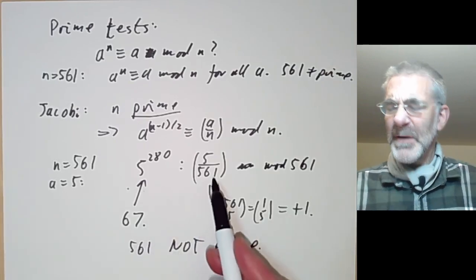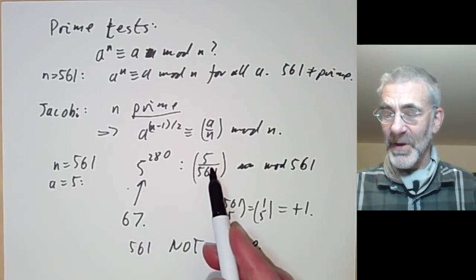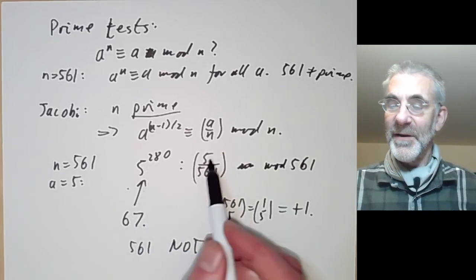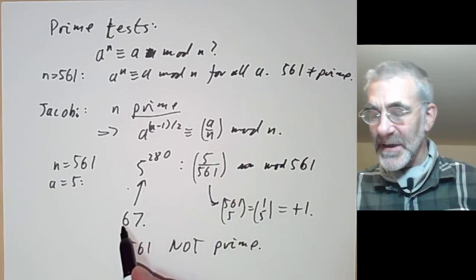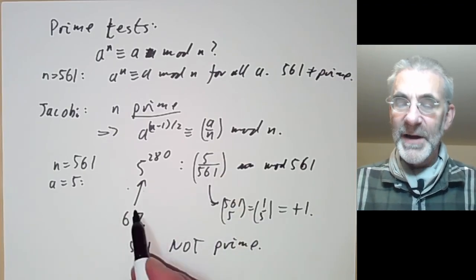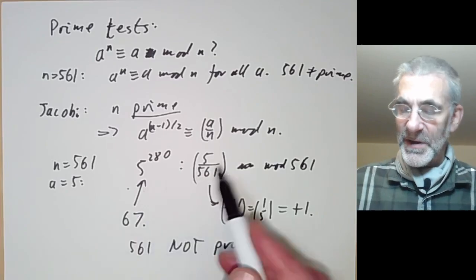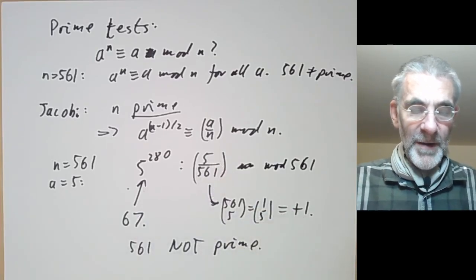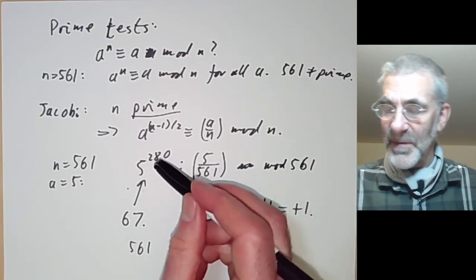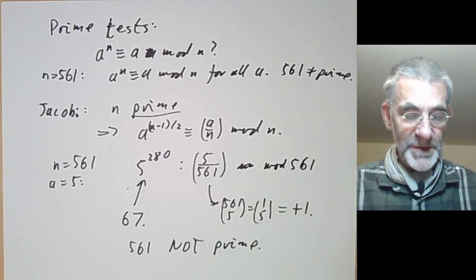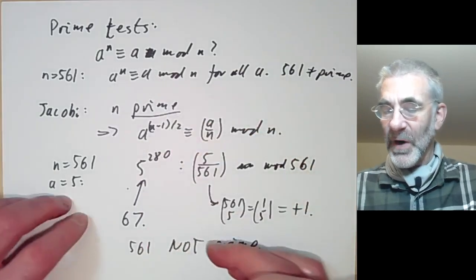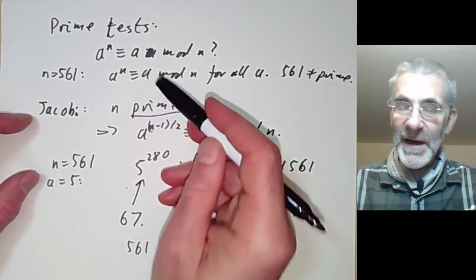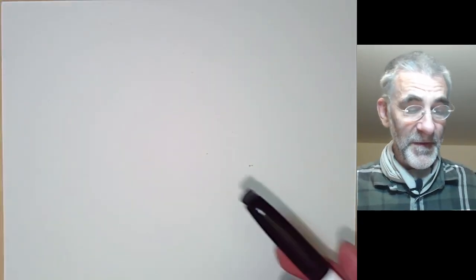Actually, you notice we didn't really need to work out the Jacobi symbol here, because all we need to know is the Jacobi symbol has to be either plus or minus 1, and 67 is not only not plus 1, but it's not minus 1 either. So in this particular example, we didn't really need to work out the Jacobi symbol. But in general, the Jacobi symbol will sometimes help you to eliminate more numbers. So we can get an improved primality test, which is slightly more likely to work than the Fermat test.